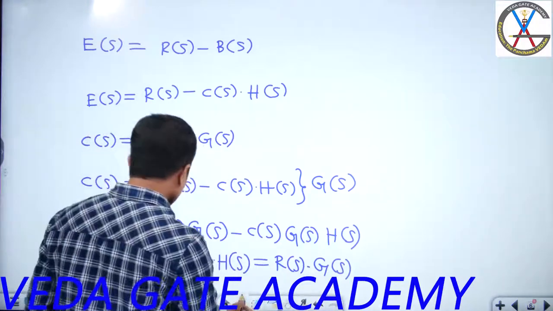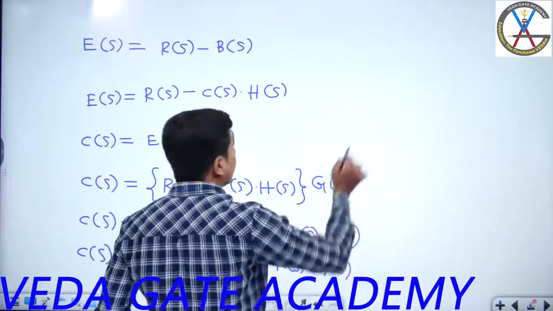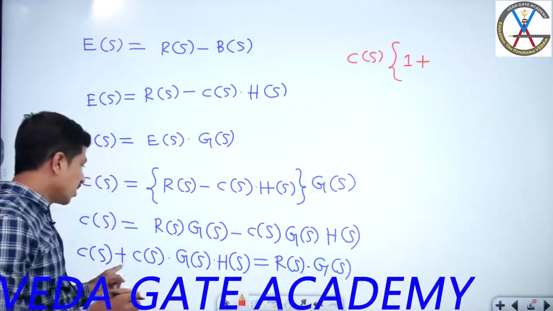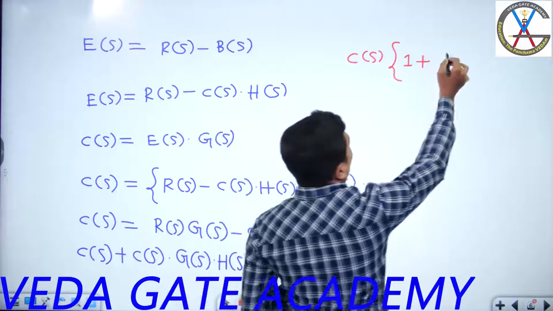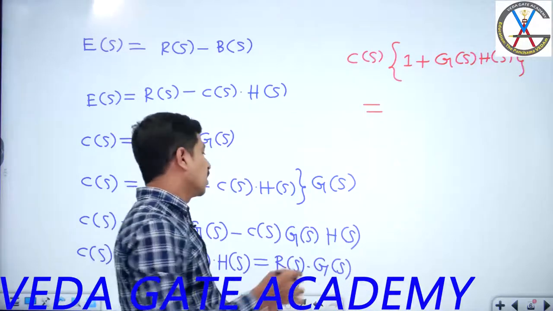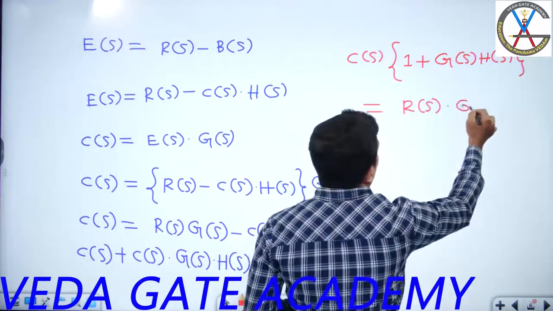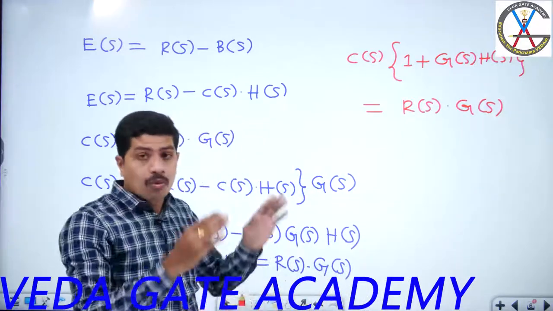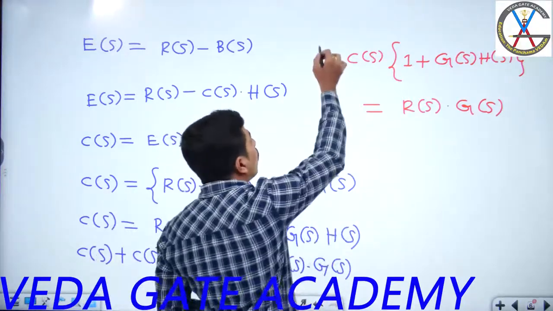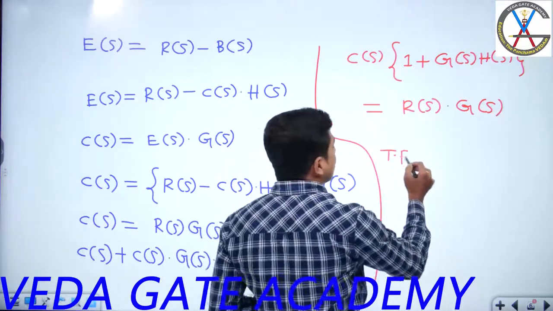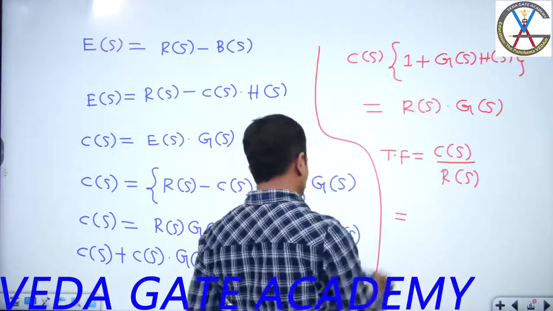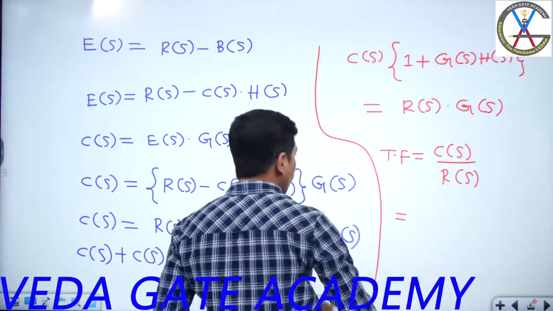Yes or not? Now, let's take C of S common. So if I take C of S common, we get C of S into 1 plus G of S into H of S, is equal to what we have this side, R of S into G of S. Now we have only R, C, G and H. What we want is C by R, or C of S by R of S. Now tell me, what is transfer function? Transfer function is equal to C of S by R of S. Very simple. Get this R of S to this side. Yes, we got the transfer function very simply. What is that?